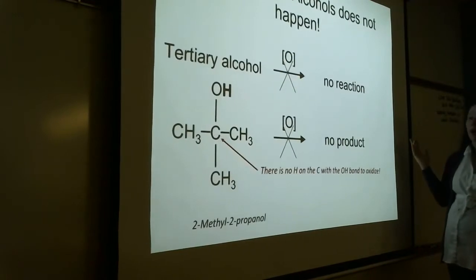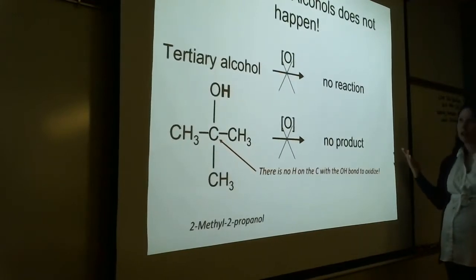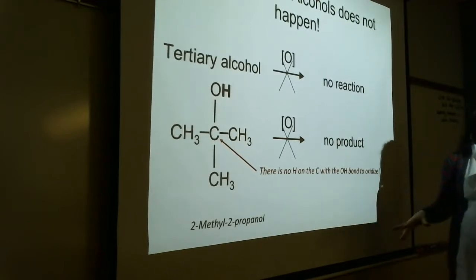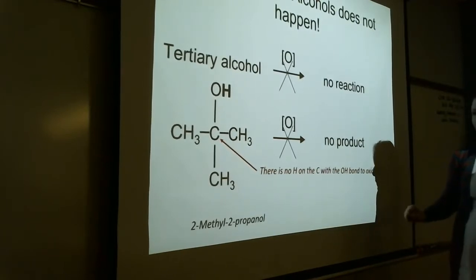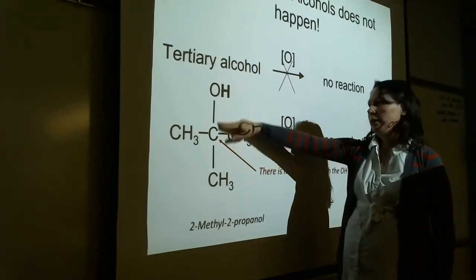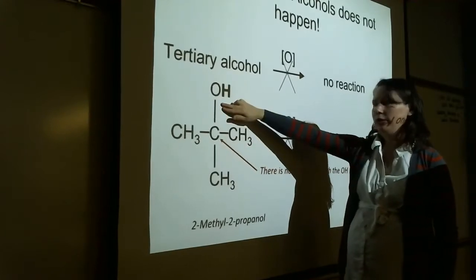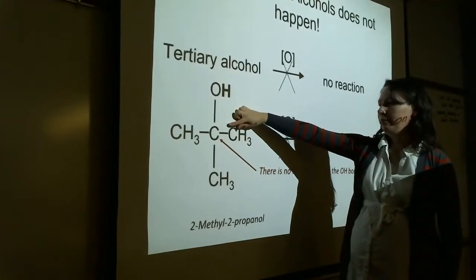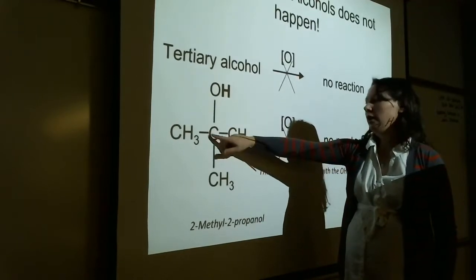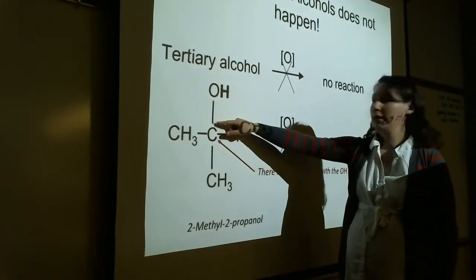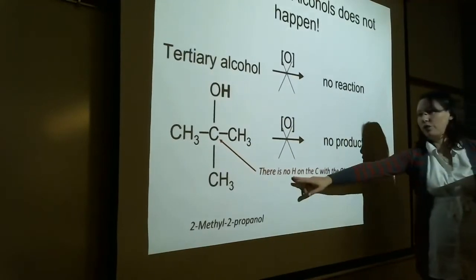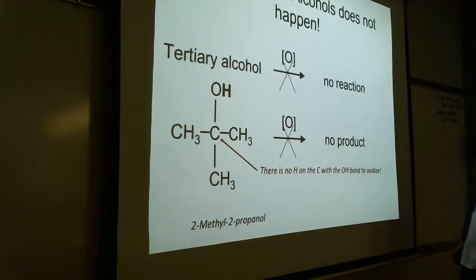Now you can't oxidize a tertiary alcohol, no reaction, right? You can throw any oxidizer you want at this and you're not going to get a reaction. Why couldn't this become oxidized? Make a C double bond O here. What would happen? This is a tertiary carbon, right? It's got 1, 2, 3, 4 bonds already. You can't have a carbon with 5 bonds, right? There's no hydrogen here to oxidize.